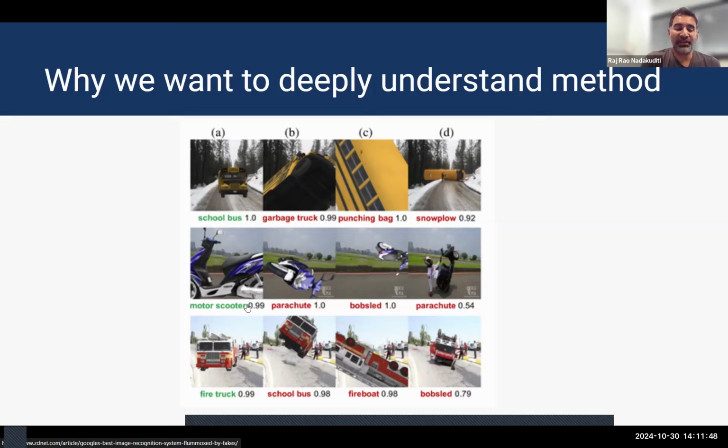You notice the same behavior for the scooter at the bottom left. The computer vision algorithm that's trained for the scooter being the way it is recognizes it with about 99% self-confidence. But when the scooter flips around, you notice the predictions are parachute, bobsled, and parachute, which are definitely not something a human would do.